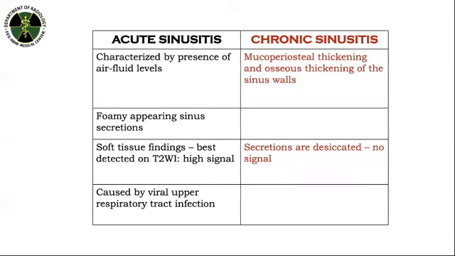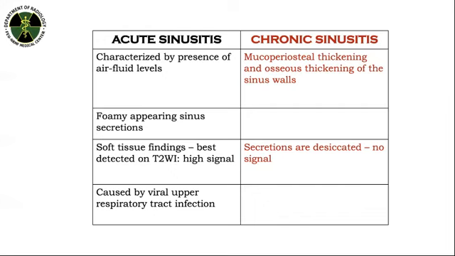For the difference of acute sinusitis and chronic sinusitis in imaging, acute sinusitis is characterized by the presence of air fluid levels, while in chronic sinusitis, there is mucoperiosteal thickening and osseous thickening of the sinus walls. In acute sinusitis, there is foamy appearing sinus secretions, and soft tissue findings in acute sinusitis are best visualized in your T2-weighted imaging, which appears hyperintense.